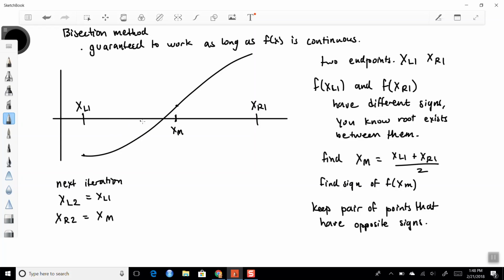And these are now our new endpoints. So this becomes xL2, this becomes xR2. And then we find the midpoint here. So we're going to get xm here. And we go, oh, okay, well, the sign here is right here. Okay. So at the next iteration, xL3 will become the current midpoint, and xR3 is going to be your current right endpoint.